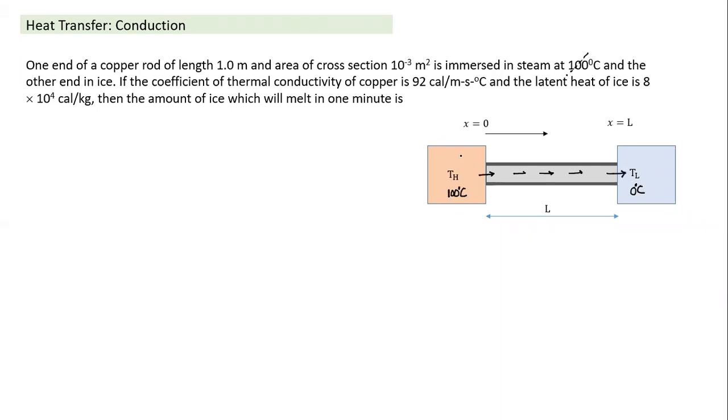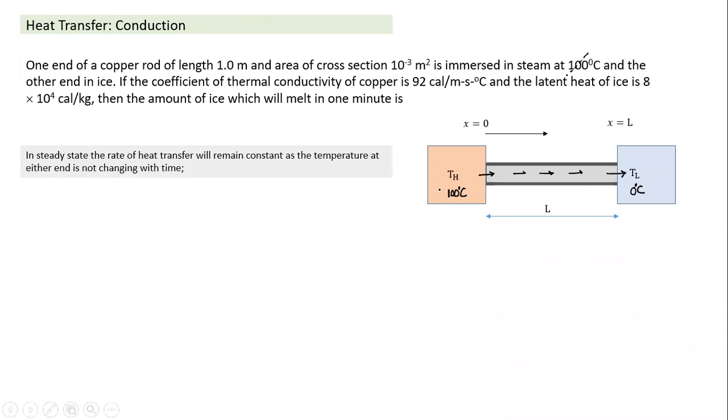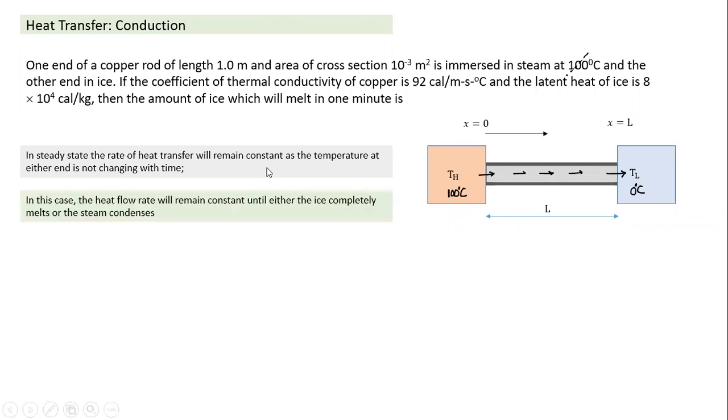So there's a loss of heat here, and there's a gain of heat here. And what would happen? In a steady rate of transfer, heat remains constant and the temperatures at either end are not changing. In this case, the heat flow rate will remain constant. How long will it remain constant? Until either the ice completely melts or the steam condenses. Then only the temperature will change, and then only the heat flow rate will change.